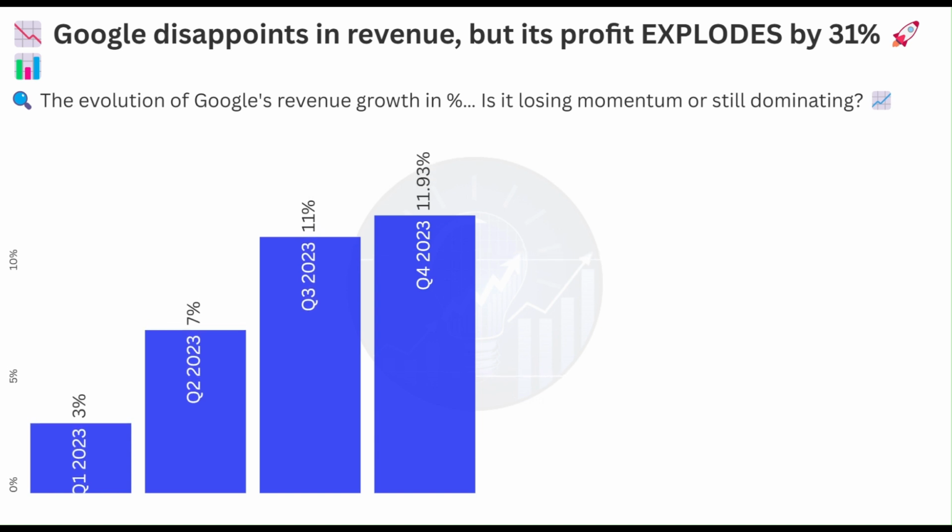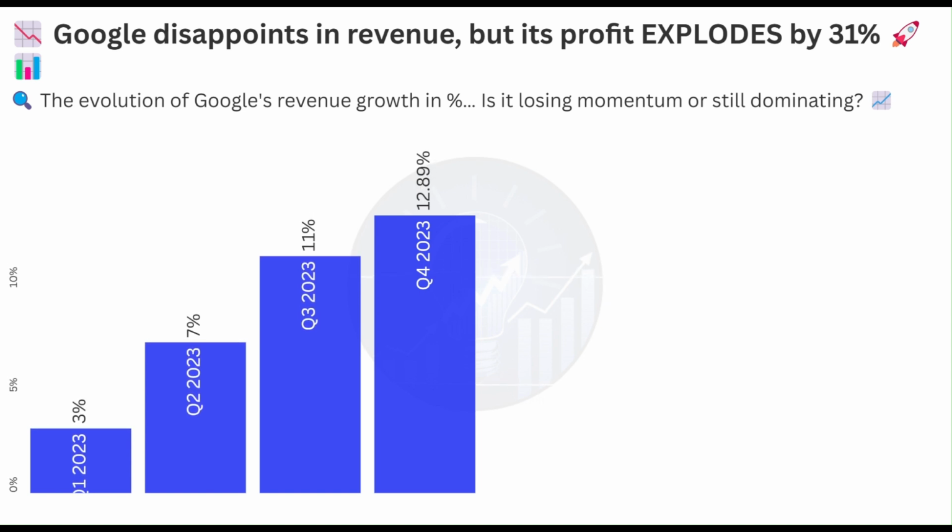Competition in the tech sector is also a determining factor. Companies like Amazon, Meta, and Apple are constantly innovating in key areas such as artificial intelligence, augmented reality, and cloud services. Alphabet needs to stay at the forefront to maintain relevance in an ever-evolving landscape.